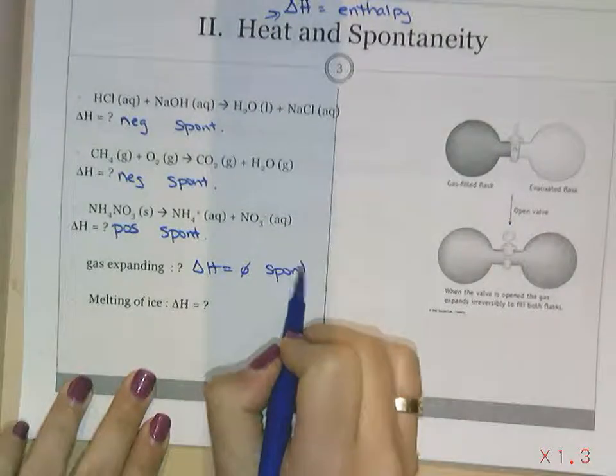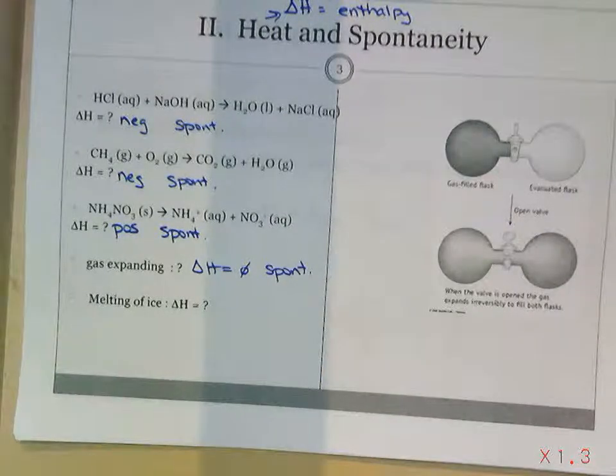This would seem to indicate we need more information to be able to predict spontaneousness, which I'm going to give you. I'm leading up to this: delta H is a good predictor. It's not the best predictor. There are some other factors in there that help us predict what's actually spontaneous.